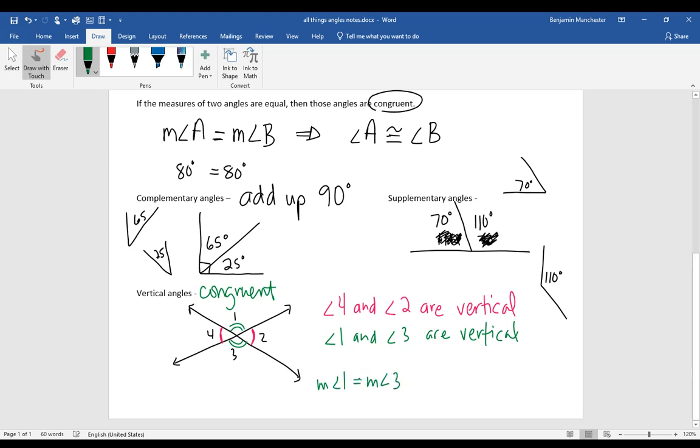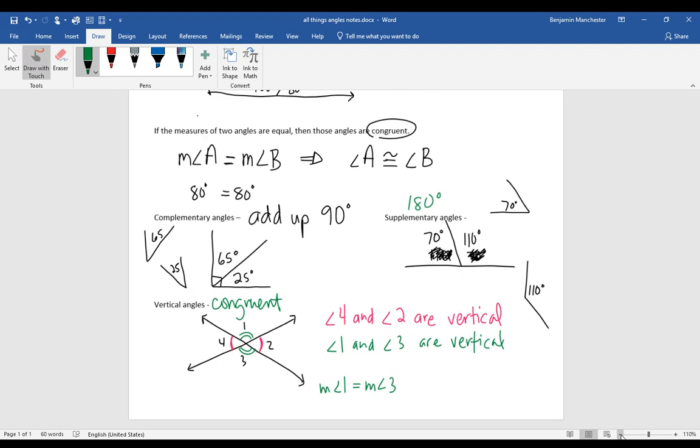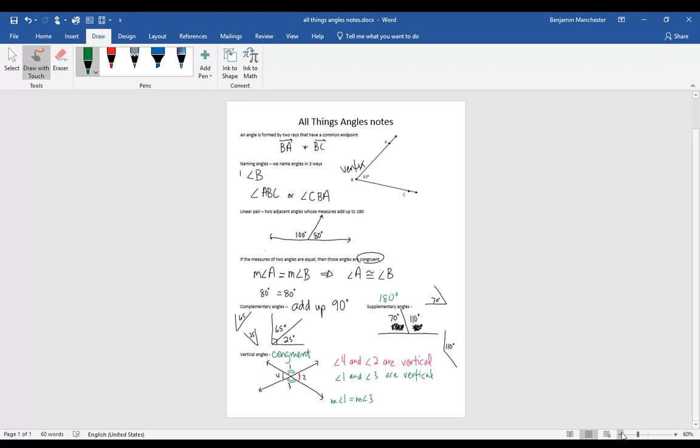So the algebra here is equality. We're going to be setting these things equal, where we add up supplementaries to 180 and we add up complementaries to 90. If they are vertical angles, we're setting them equal. It's very important to know what the algebra is with these ones. How do they relate mathematically? So that's a little bit about angles, how we name them, some special things about them, and how they relate.